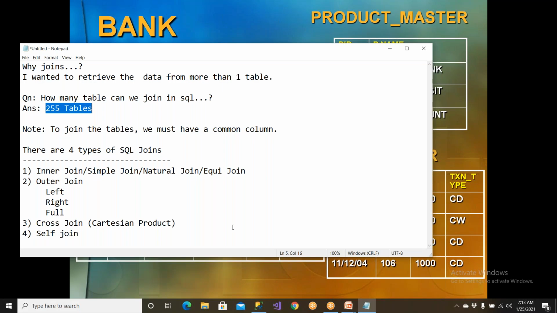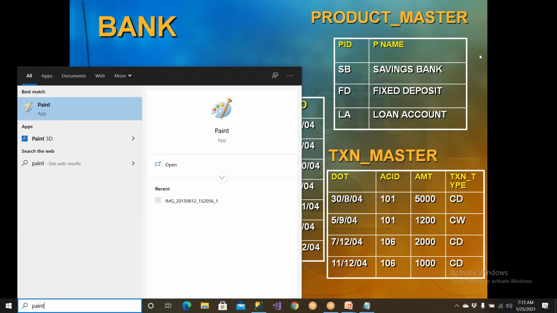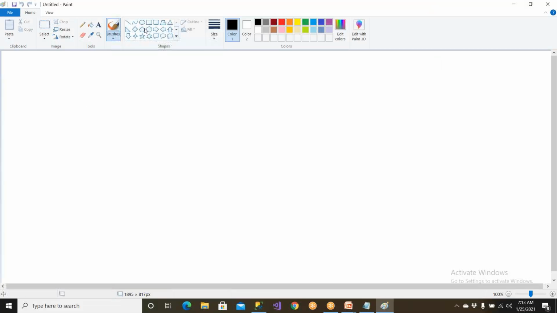Now, to use joins, what is it that you should have? To join the tables, we must have a common column. That is very important. Now, let us understand what this is all about. What is the inner join? What is the outer join? It is very easy to understand.